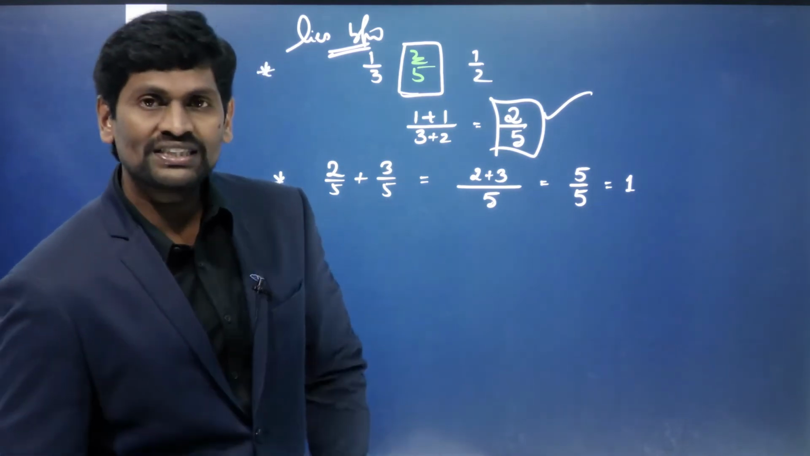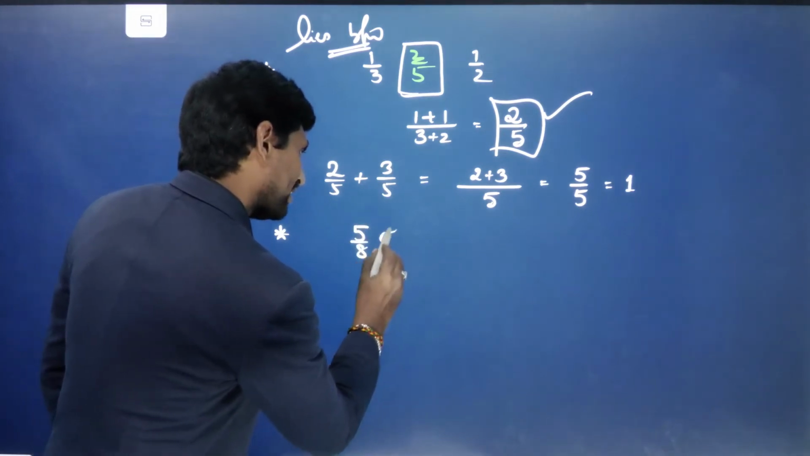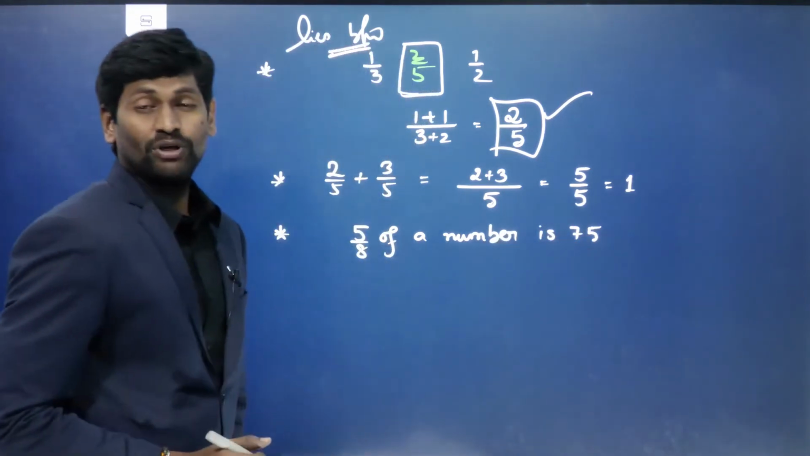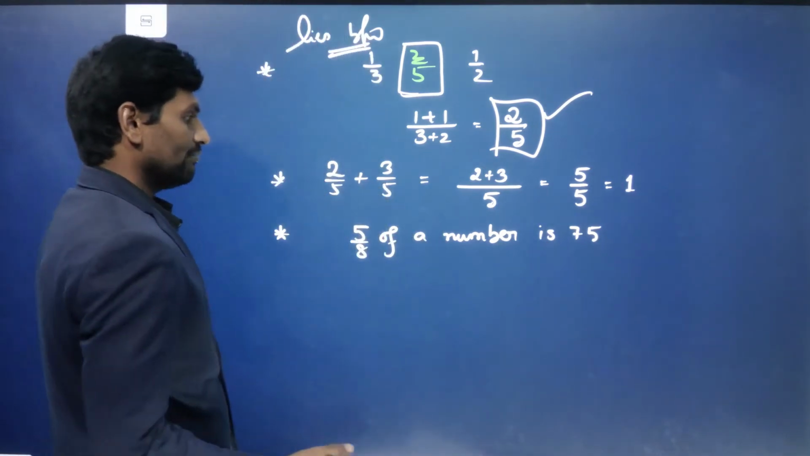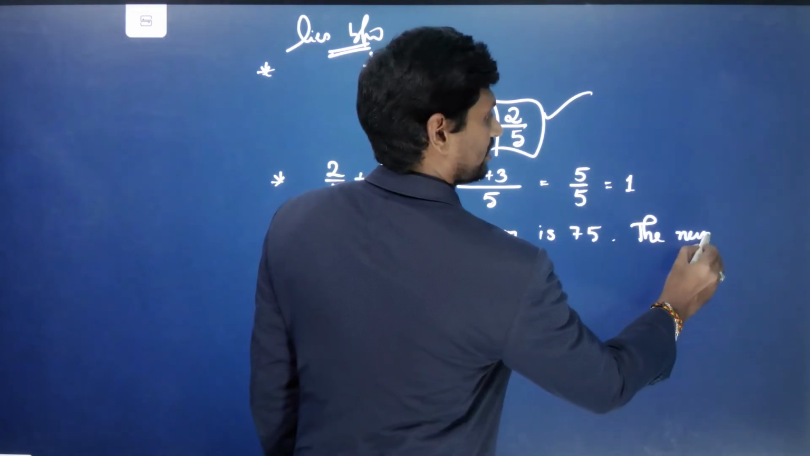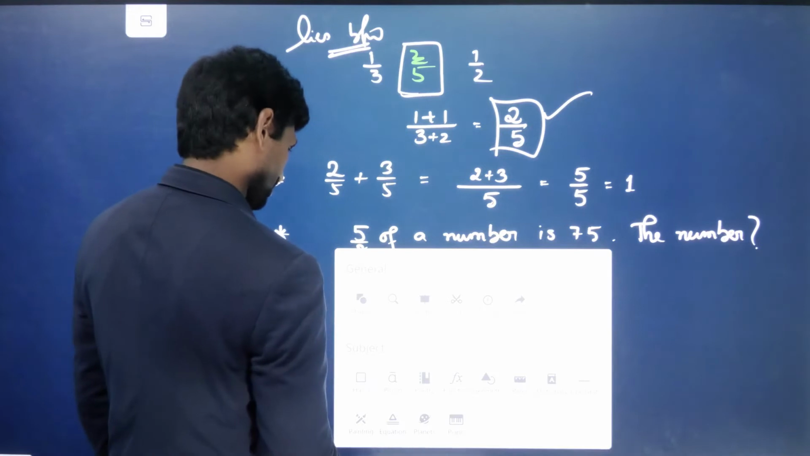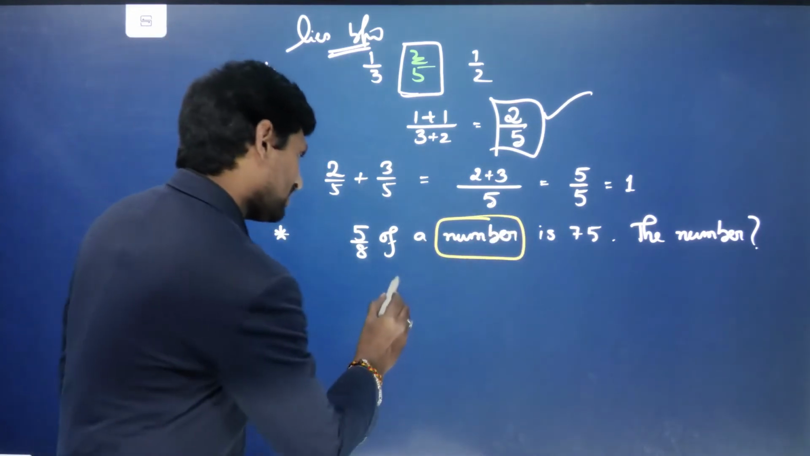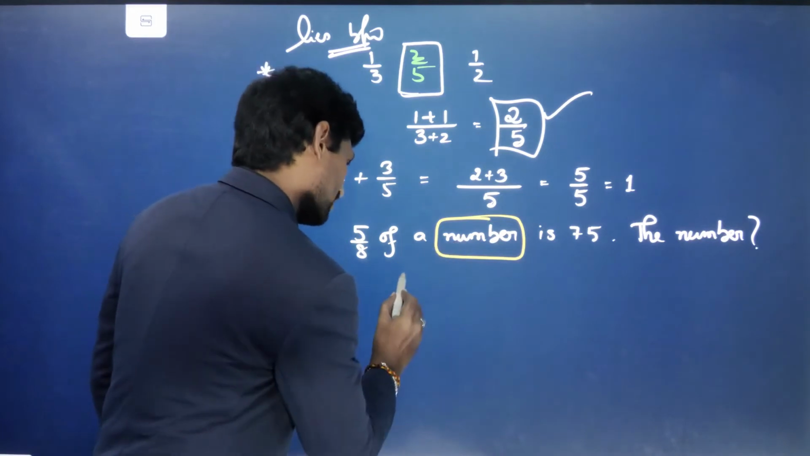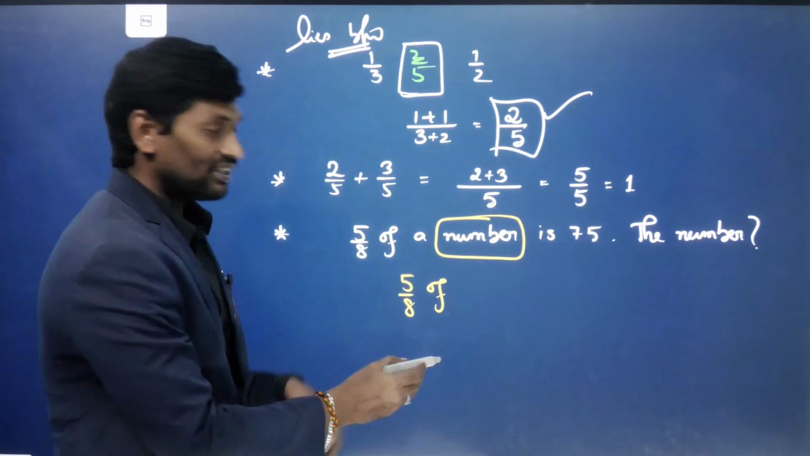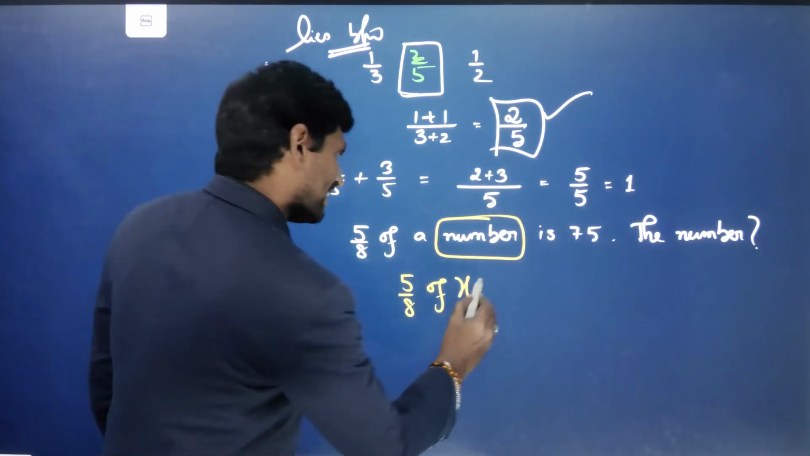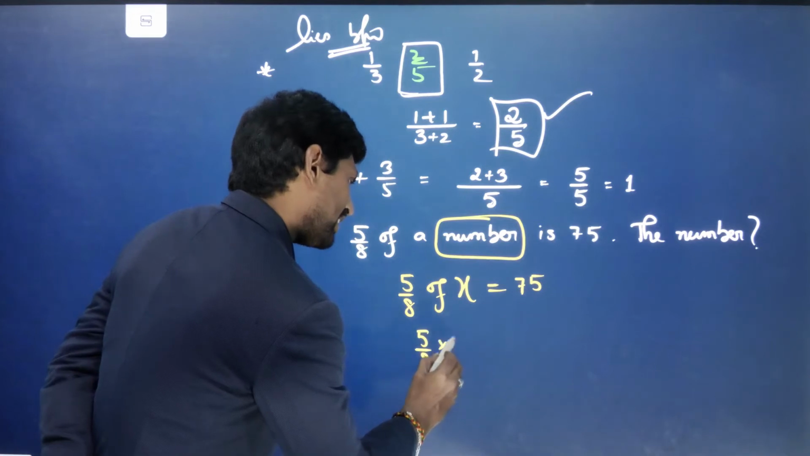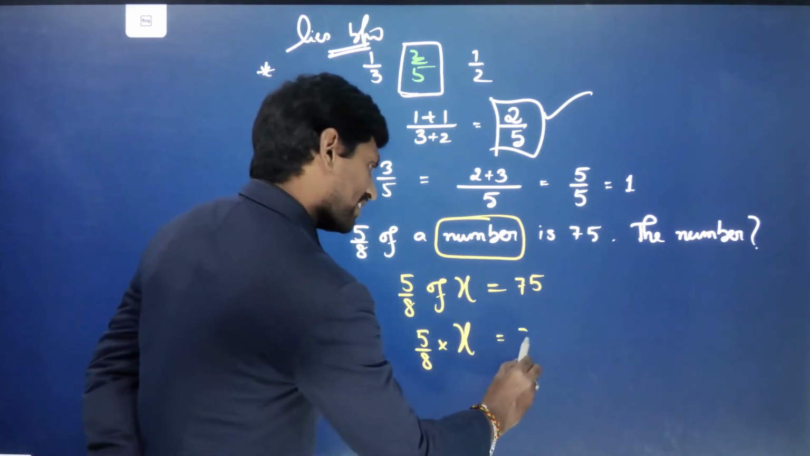If 5 by 8 of a number is 75, then the number is, we need to find that number. The number we need to identify. So we don't know the number, no? Let the number be x. That means 5 by 8 of a number, a number means let us take it as x. 5 by 8 of x is 75. Is means equals. So 5 by 8 of means multiplication, into x equals 75.